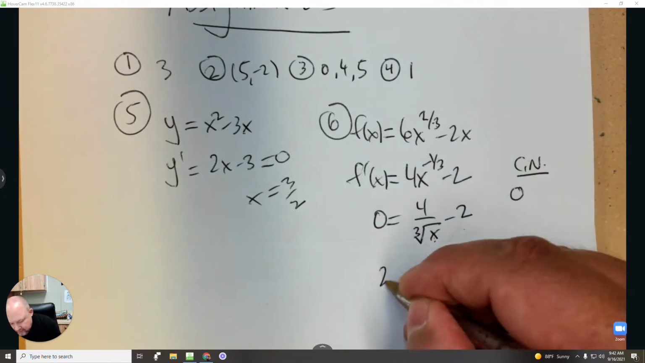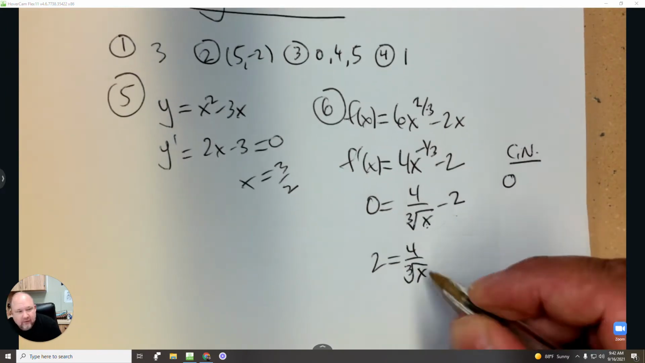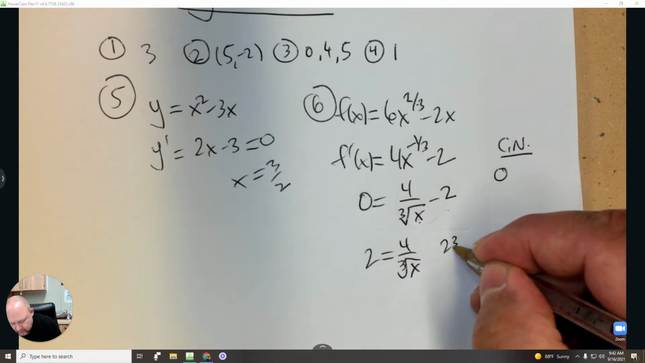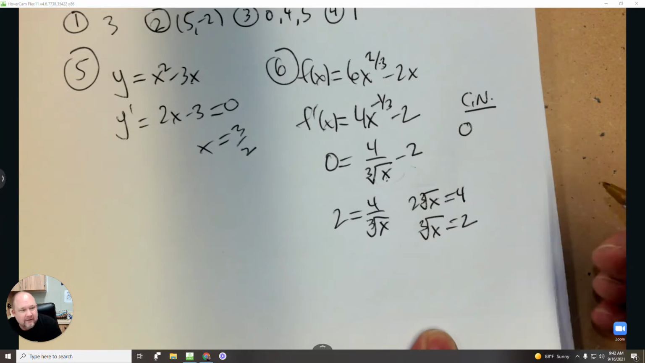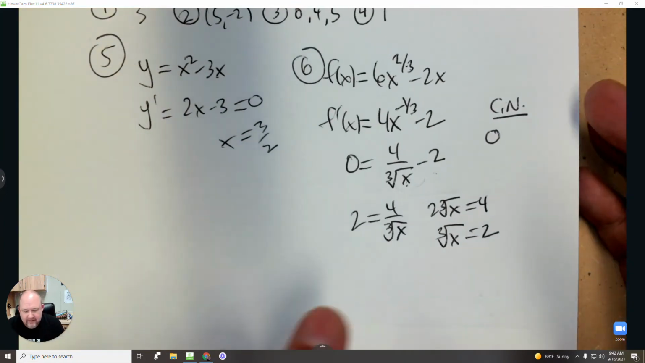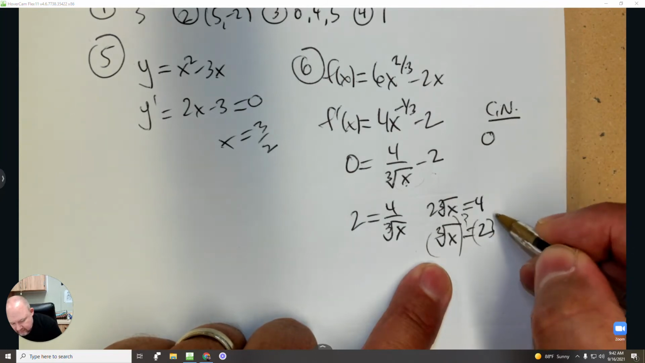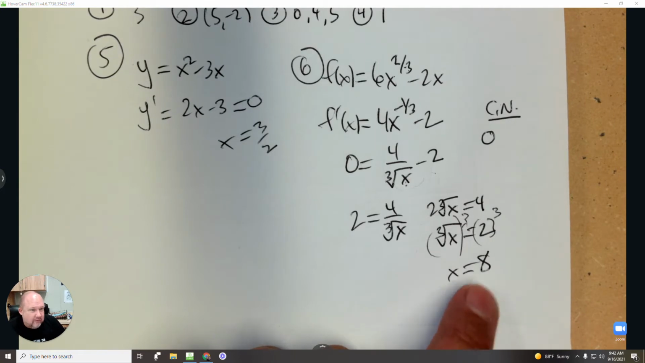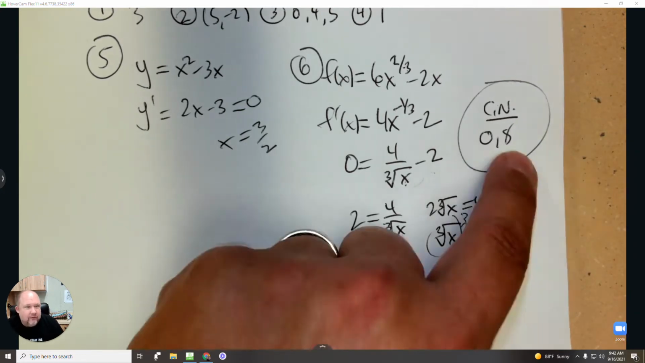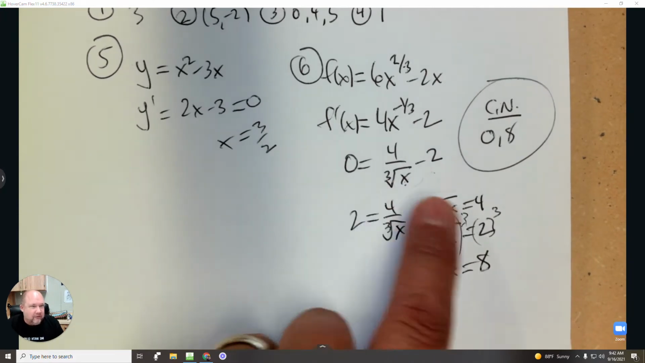Make it equal to 0 and solve it. We're going to cross multiply here. So we have 2 root x is equal to 4. Divide by 2. And then cube both sides. And you get 8. So 8 is also a critical number. So the two numbers were 0 and 8. 0 makes it undefined and 8 makes it equal to 0.